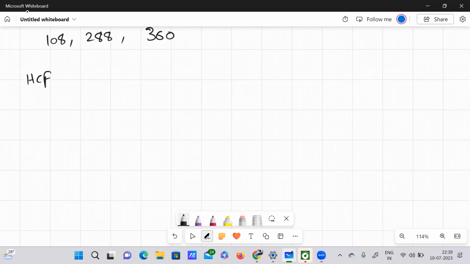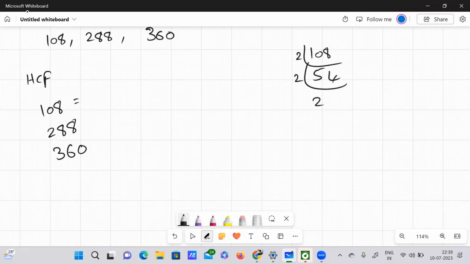How to do that? First of all, we need to do it separately for each of the numbers. For example, I need to calculate for 108 separately, and I also need to compute it for 288 separately, and then for 360 separately. So how to do that? For example, here we have 108, right? So if we do it, 2 5s, 2 4s, 2 2s, 2 7s, 3 9s, 3 1s, right?